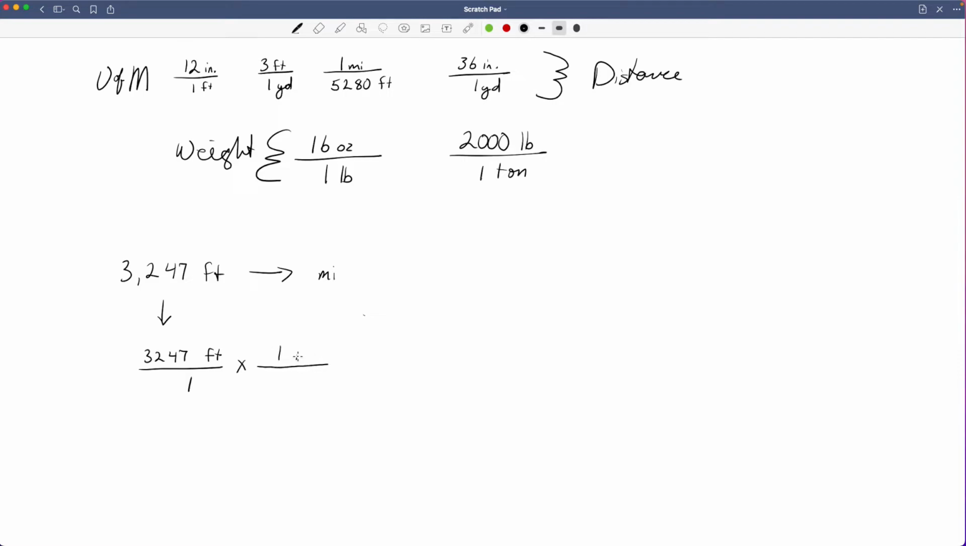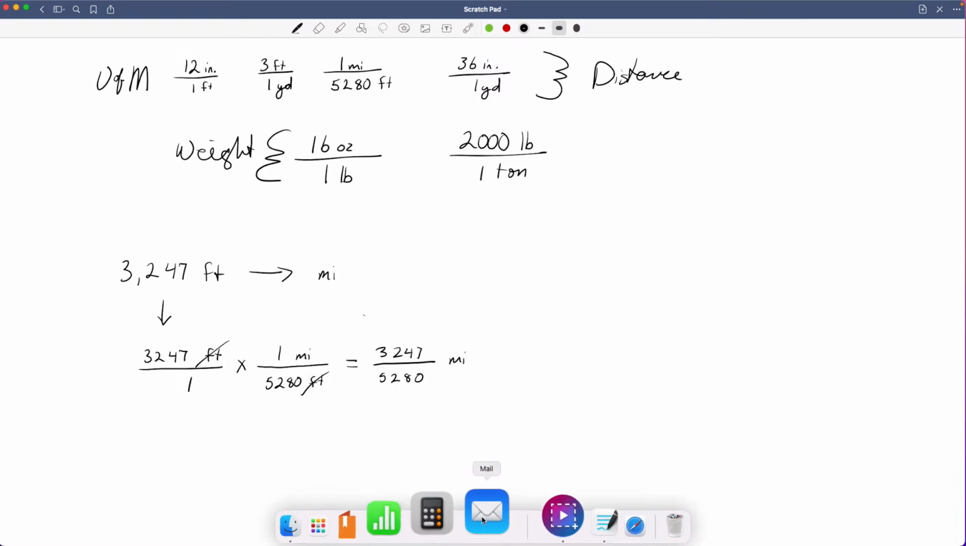So 1 mile is the same as 5,280 feet. And we can cancel that unit of measure because we have it in the top and the bottom. So now our answer is 3,247 divided by 5,280 miles. Now, in order to do this, what we're going to do is pull up our calculator.